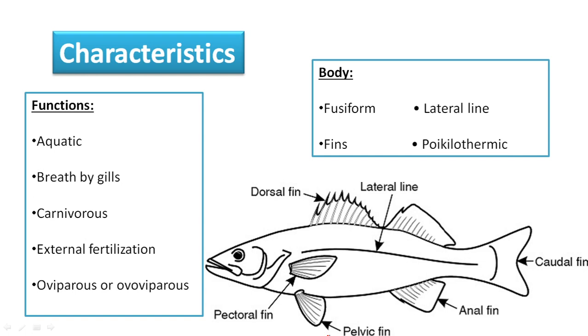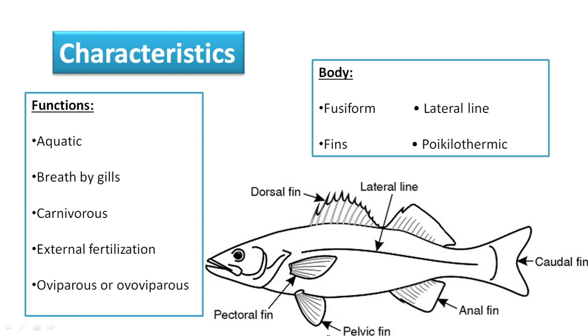The big fish eat the small fish. Do you remember that sentence? So they are mainly carnivores. Also, they have external fertilization. They release the gametes to the water, and the fertilization takes place in the water.